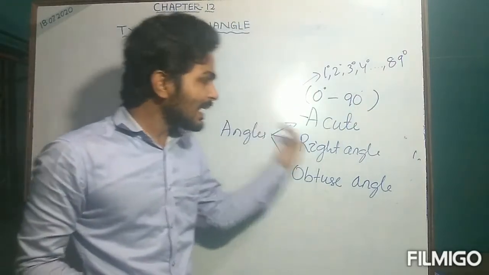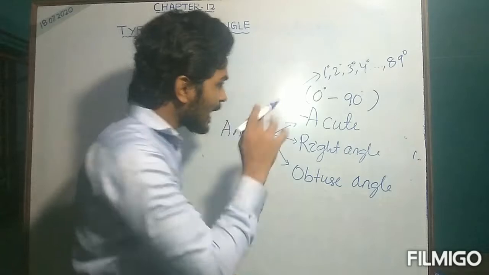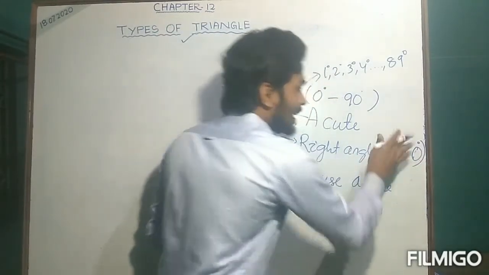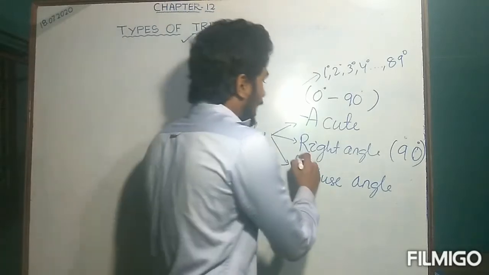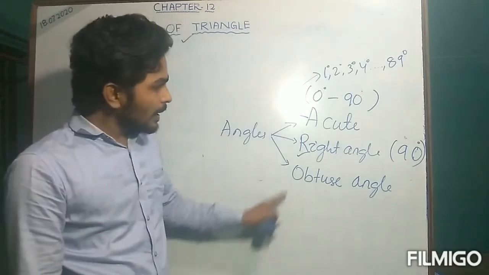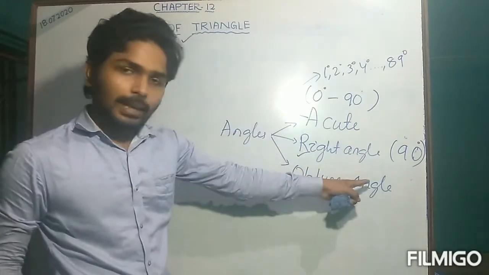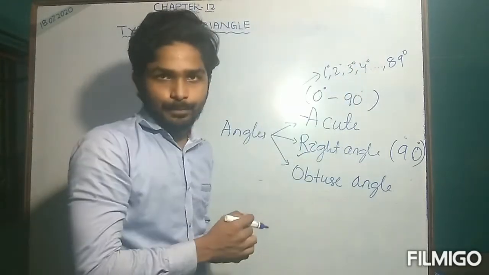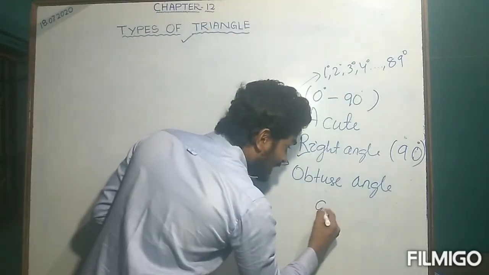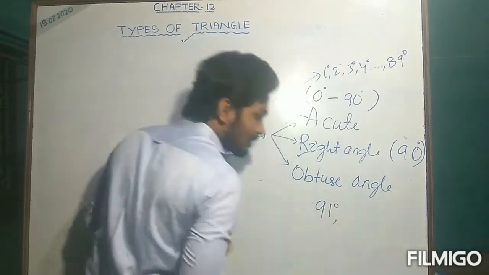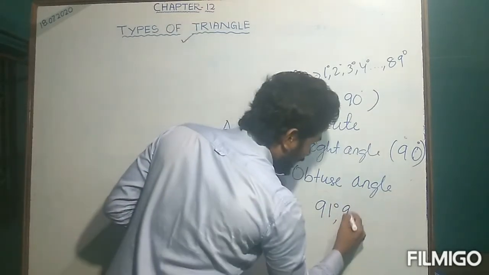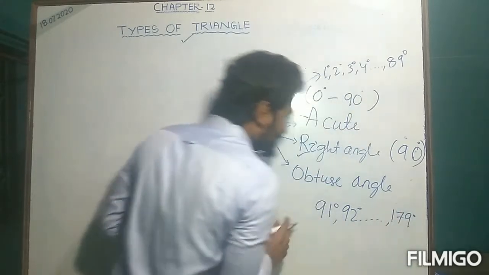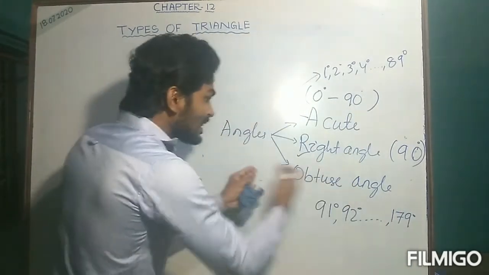Similarly, a right angle means an angle whose value is exactly 90 degrees. Clear? And the last one is obtuse angle. Obtuse angle means an angle greater than 90. So start from 91, then 92, up to how much? 179 degrees. That means the value of an obtuse angle lies in between.